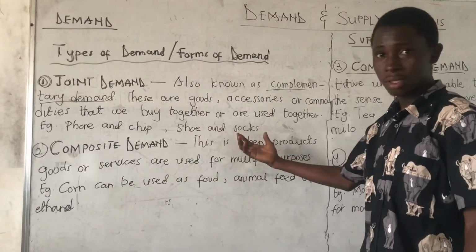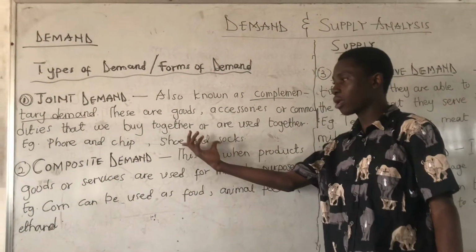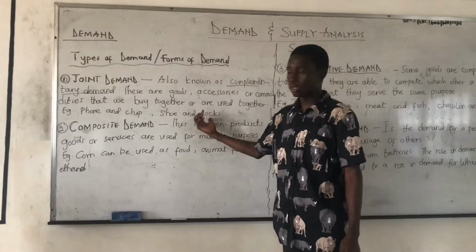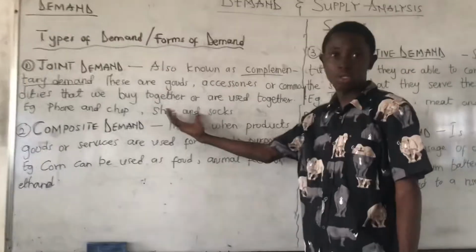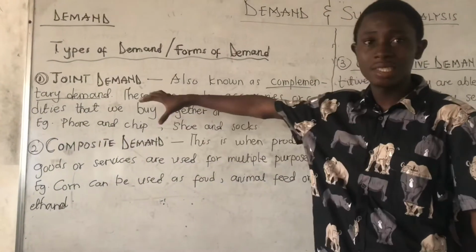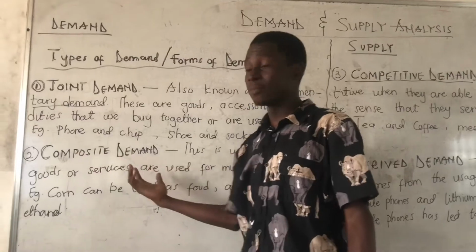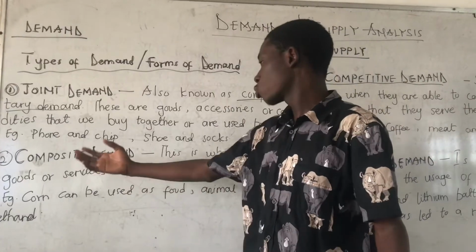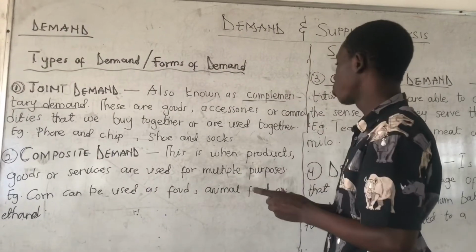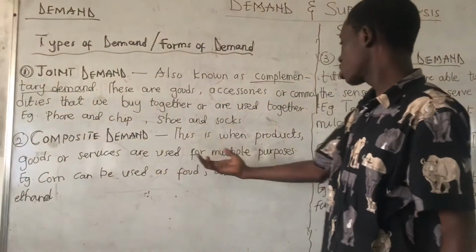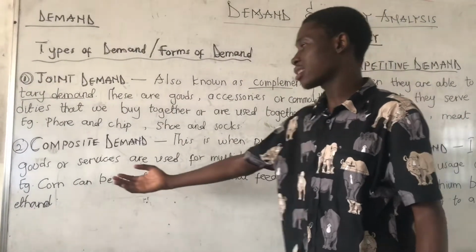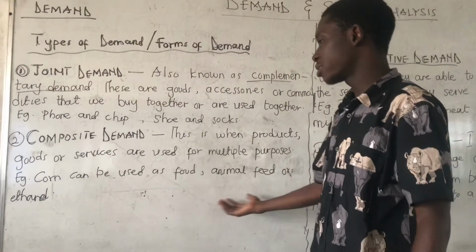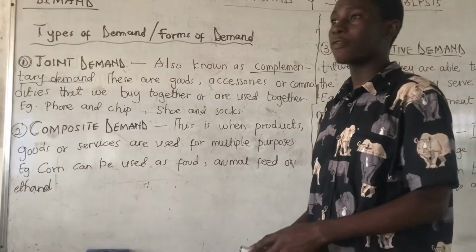You also have shoe and socks. People might argue about this particular example, shoe and socks, that it's not everyone that buys a shoe would need a socks. Are you good? But mostly, we normally wear socks with shoe. Are you okay? So it's also an example of joint demand. We move on to composite demand. This is when products, goods or services are used for multiple purposes. Are you good? Example, corn. Corn can be used as food, animal feeds, or ethanol. Are you okay? We also have cassava.